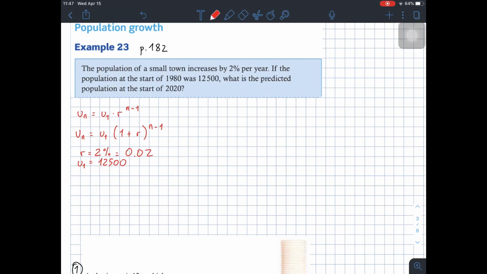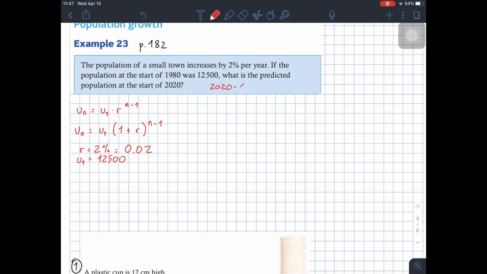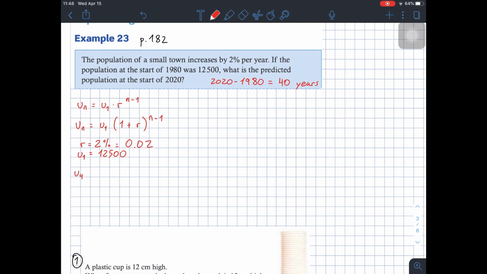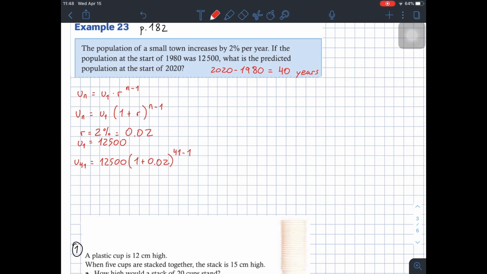Now, the other common misconception is, if I want to find the population at the start of 2020, how many years have passed since 1980? I would have to do the subtraction there. 2020 minus 1980 equals 40 years, okay? So the value of n, if you're going to use this formula, should actually be 41, in order to have the power of 40, which is what we need. So if we calculate U41, we're going to have the population for 2020, which would be U1, this number, times (1 plus 0.02) to the power of 41 minus 1, which is 40, right?